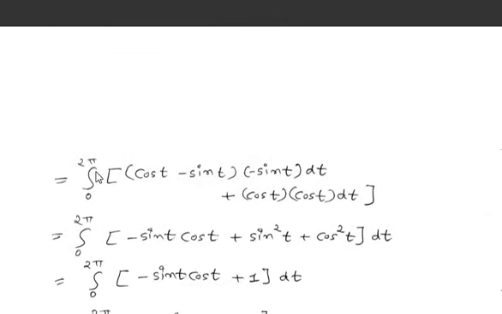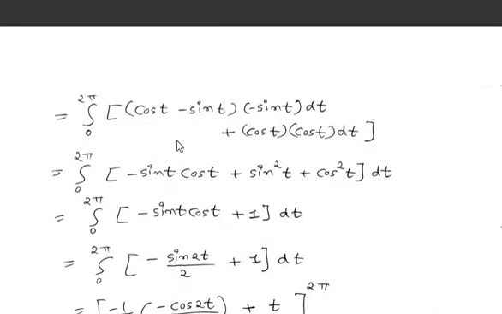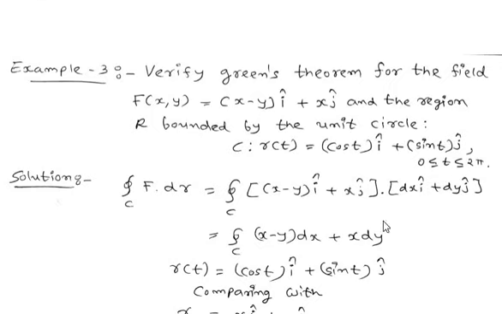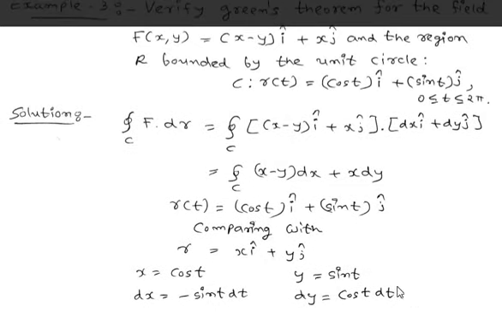Now the integration will be from 0 to 2 pi. Why is it from 0 to 2 pi? Because the limit of t is given to us, that is, integration from 0 to 2 pi. So in this line integral, you have to replace x by cos t, y by sin t, and dx by minus sin t dt, and then dy by cos t dt.